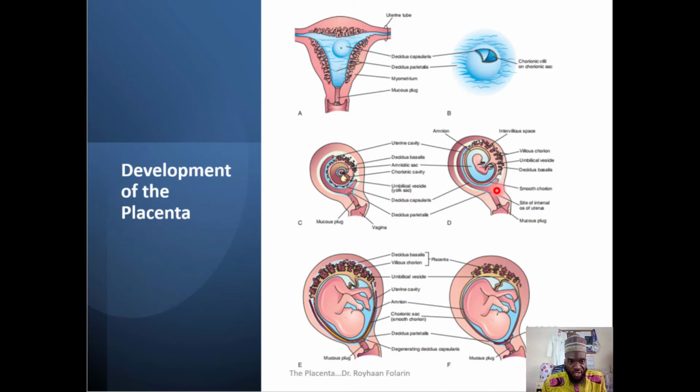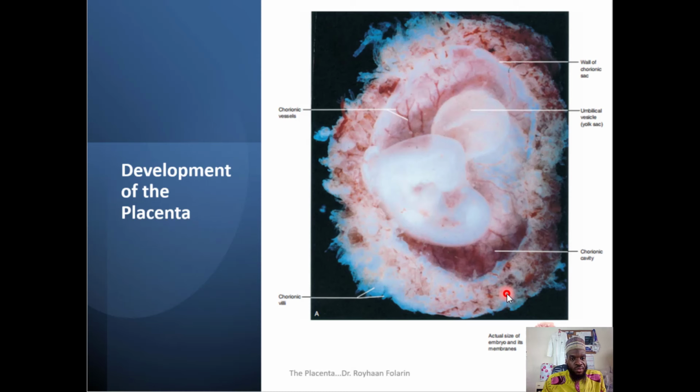So here is the site of the internal os. You have the vagina here. You have the mucus plug right here, and the rest of the structures as seen earlier. And here is the amniochorionic membrane at a more advanced stage. So here is another view, a lateral view of a spontaneously aborted embryo at the Carnegie stage 14, approximately 32 days. So the chorionic and amniotic sacs have been opened just to show the embryo, and you can see the large size of the umbilical vessel at this stage.